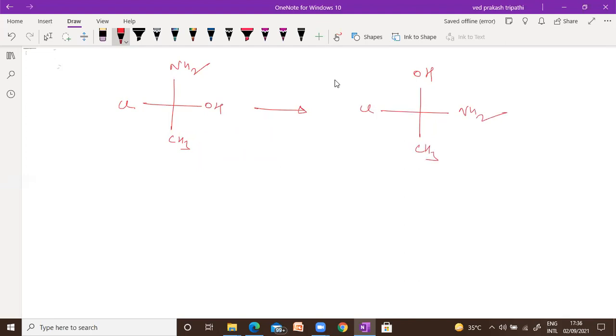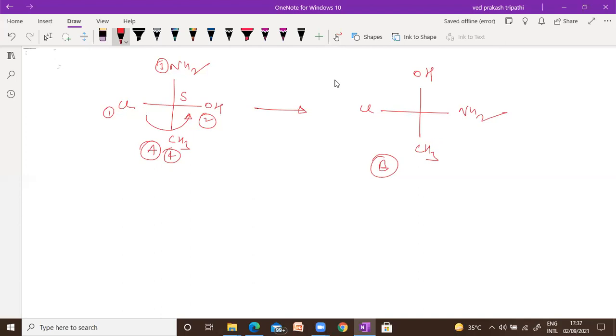You can see here. First of all, find the R and S of A. You can see chlorine 1, oxygen 2, nitrogen 3, this carbon is 4. So move 1 to 2, vertical, lowest priority is present on vertical, anticlockwise is going, so this is S. Vertical clock is R, so vertical anticlockwise is S.